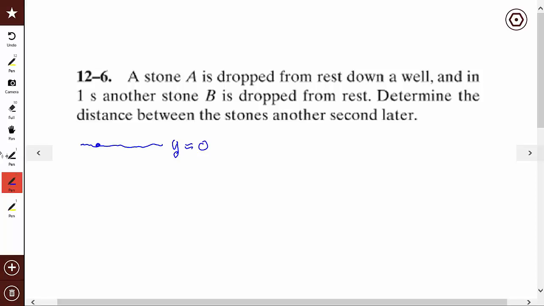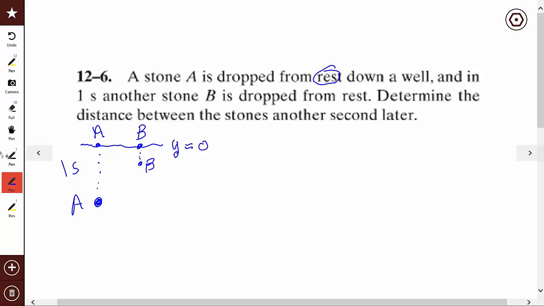I have a point A, which starts out at the top. It starts at rest, so the initial velocity is 0. I'm going to let it go and it's going to fall. And so sometime later it's down here in the well. That'd be after 1 second has occurred. And then at that point, B, which starts off at the same location, is dropped, and so it begins to fall down.